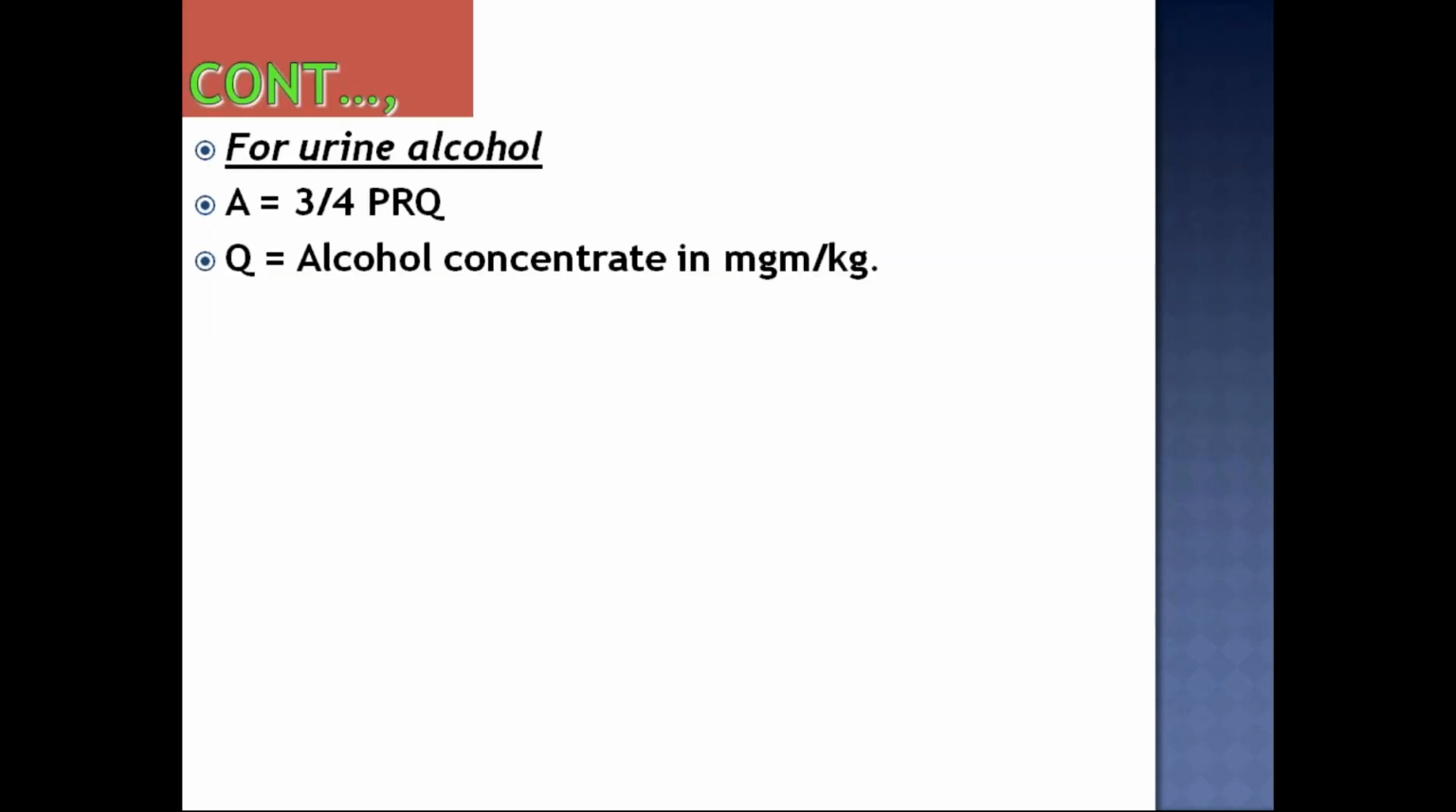So for alcohol in urine, the formula is 3/4 PRQ, and Q is alcohol concentration in milligrams per kg body weight.